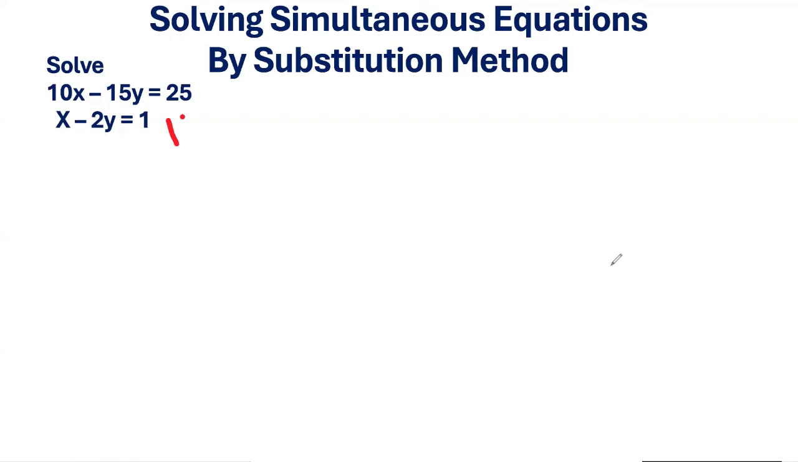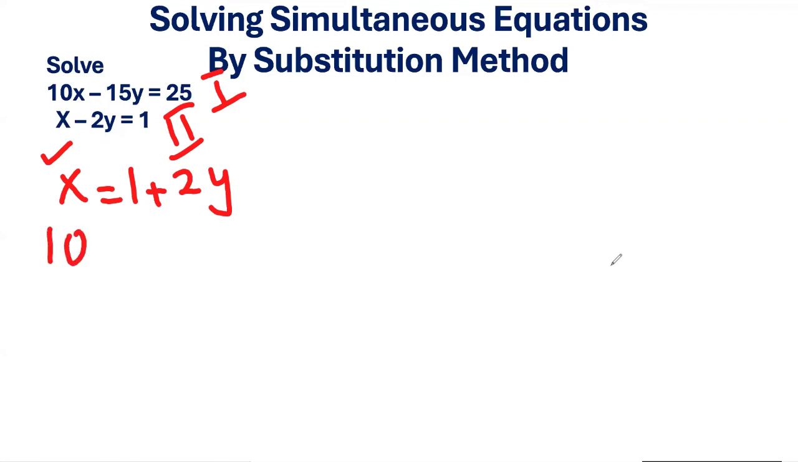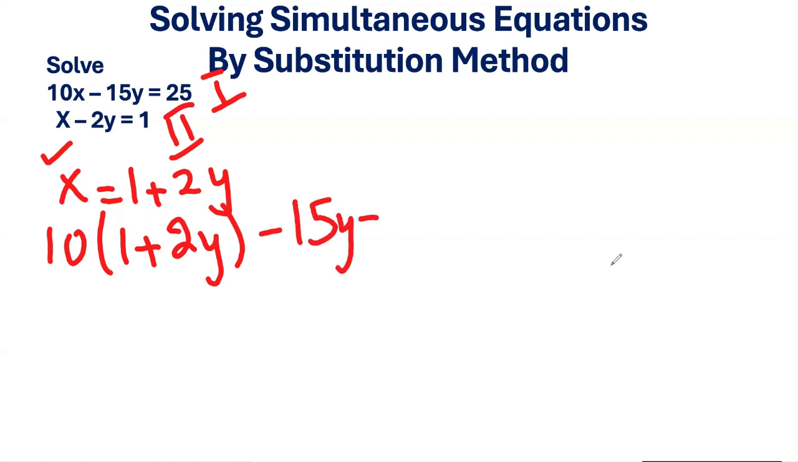From equation number 2, you can take out the value of x. The value of x is 1 plus 2y. Minus 2y will come on the other side and it will become plus 2y. Now substitute this value of x in equation number 1. Equation number 1 is 10x. So in place of x, we are substituting this value of x because we need to find y. What is the other step?